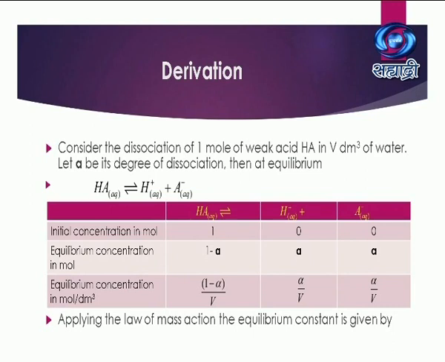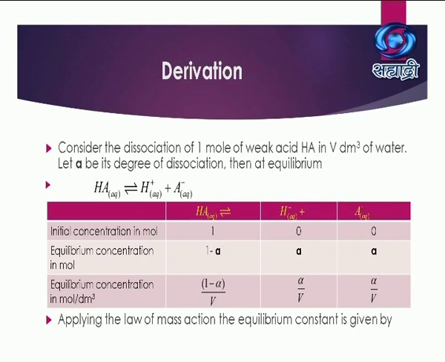Now let's find out their active masses. Active mass means concentration in terms of moles per dm cube. Now this concentration is the equilibrium concentration, and so we divide by the total volume. Total volume taken is V dm cube. And so the equilibrium concentration in moles per dm cube for HA is 1 minus alpha upon V, for H plus ions alpha upon V, and for A minus ions alpha upon V.